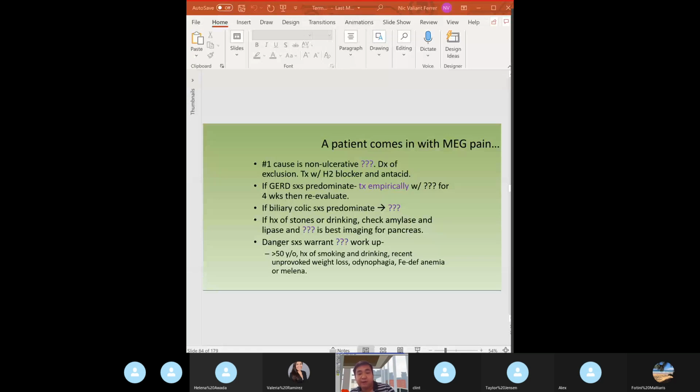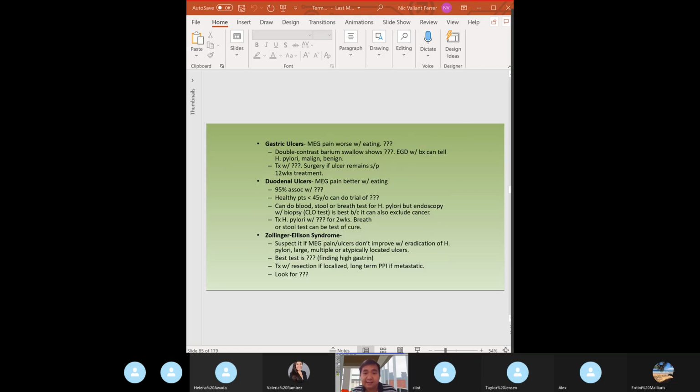You can do endoscopic workup when you have dangerous signs. 50 years old, history of smoking and drinking, recent unprovoked weight loss. It might be cancer, right? When you think weight loss, think about cancer. Or anemia, or melena, blood in your stool. Again, don't forget these ones, guys.